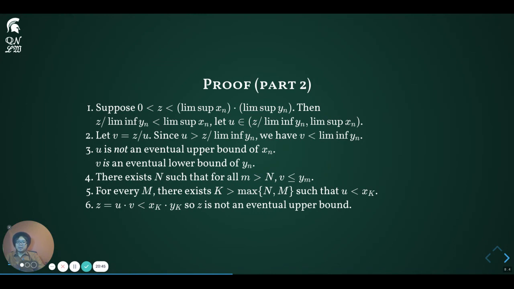The latter shows that there is some n such that beyond n the sequence y is greater than v. The fact that u is not an eventual upper bound of x means that for every m, somewhere beyond both m and n, there is an index k such that x sub k is greater than u. This means that for every m, there is an index k greater than m, such that x sub k times y sub k is greater than z. This means that z is not an eventual upper bound. And this proves the theorem.